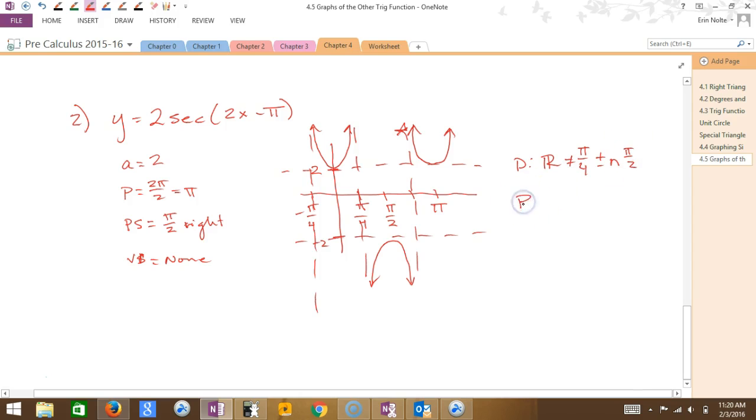Okay, for my range, what's my lower range? Negative infinity to what? To negative 2, good. And my upper range, 2 to infinity, nice.